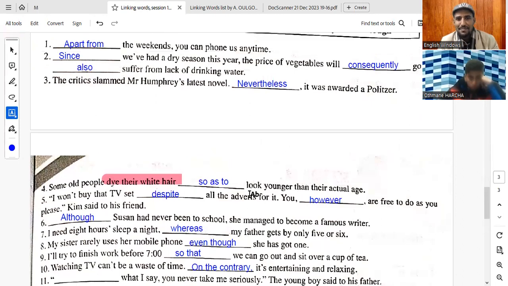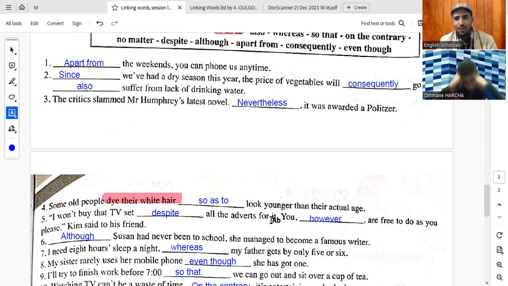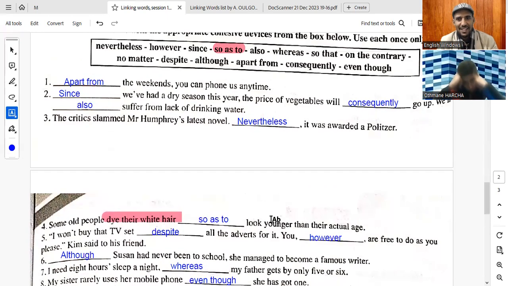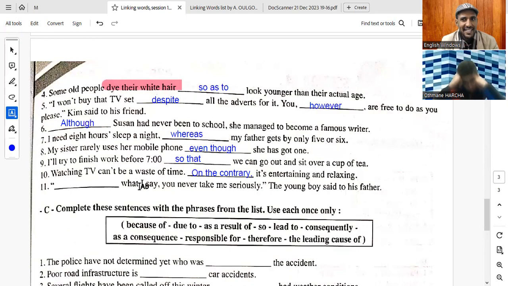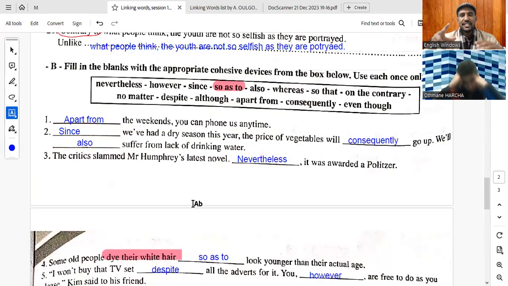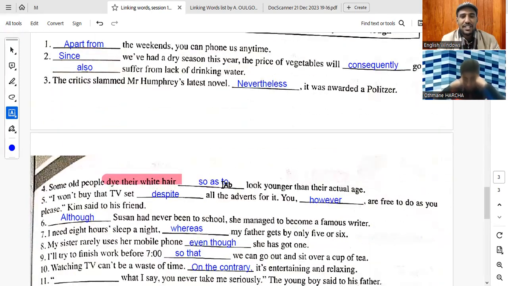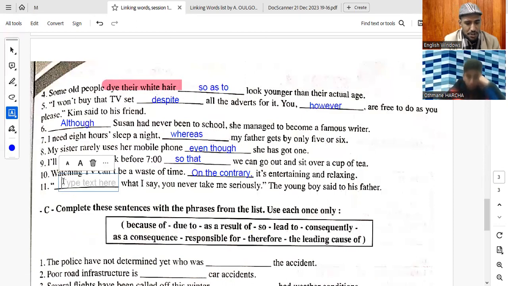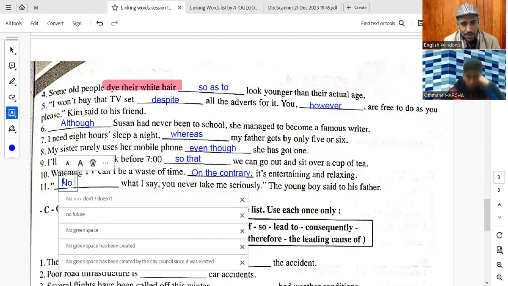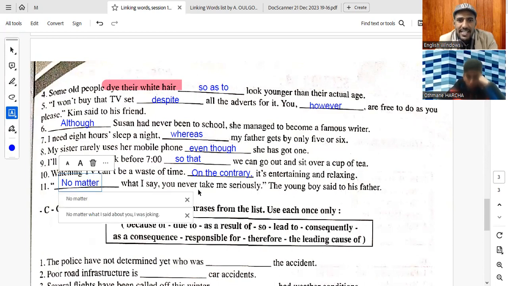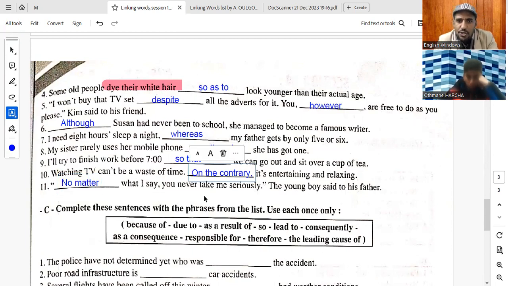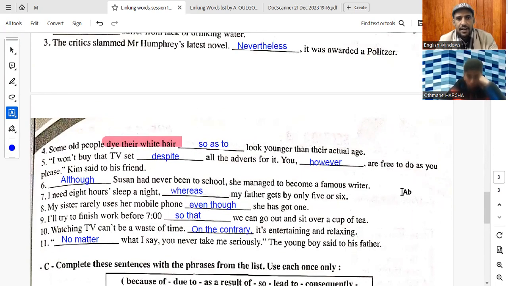Naima says "Mamr kat", meaning take me seriously, right? The young boy says to his father, remember, we have "your what". So there is a linking word that mostly goes hand in hand with this: no matter. Very good. No matter with this WH word. No matter what I say, or what I say, you never take me seriously, the young boy said to his father.